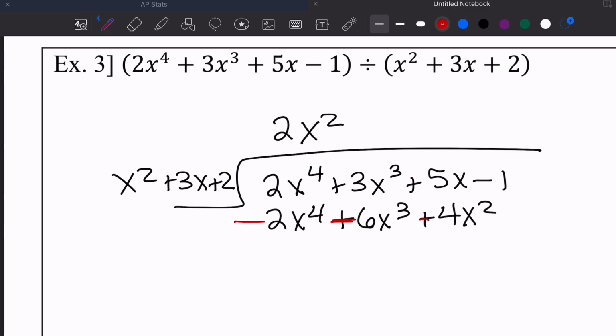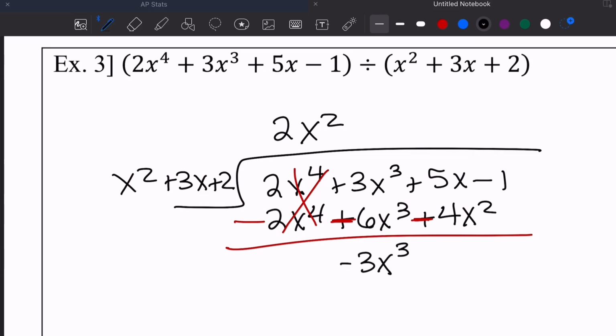Change the signs of all of them. The x to the 4ths cancel, and I'm left with negative 3x cubed minus 4x squared, because there's nothing to combine with, plus 5x minus 1.